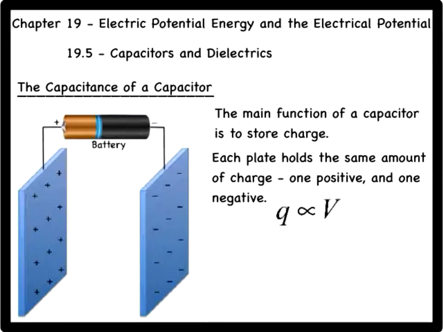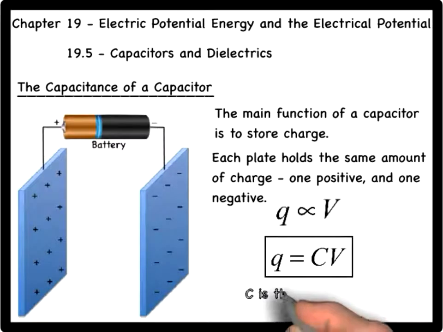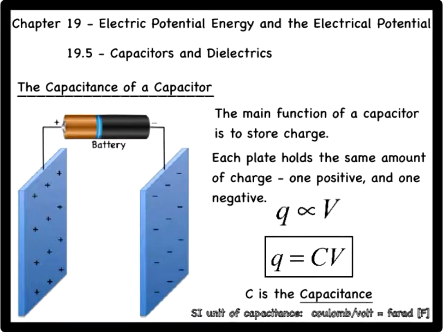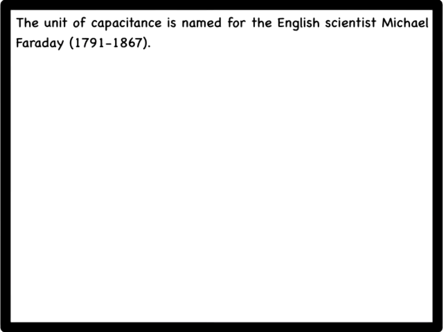We can make this an equality with the addition of a proportionality constant C, which is known as the capacitance of the capacitor. The larger the capacitance, the greater the amount of charge the capacitor can hold for a given voltage. The SI unit of capacitance is a coulomb per volt, which is a farad. The unit of capacitance is named after Michael Faraday, who was an English scientist who contributed to the field of electromagnetism, which we will study later in the course.